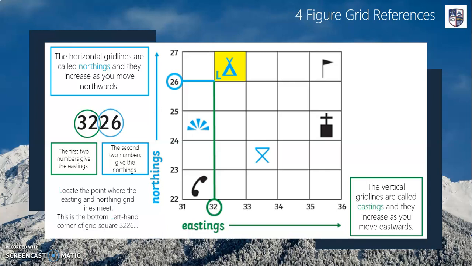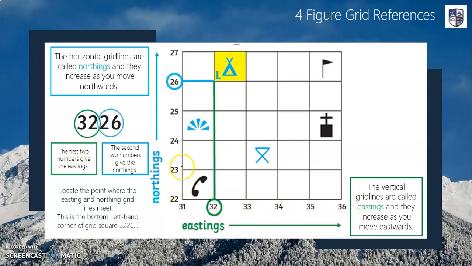So what are we looking for on a map when we want to do grid references? Well, it's the lines that we see on a map that we are going to be looking at. So if we have a look at our map here, we've got our lines going across. Now these grid lines are called our eastings, and they increase as you go east. So they start at 31, go to 32, 33, 34. They increase as they move east.